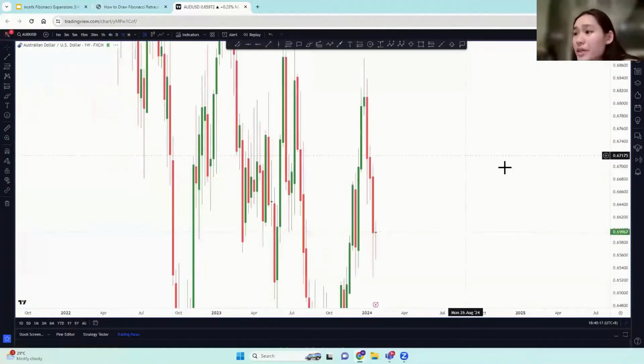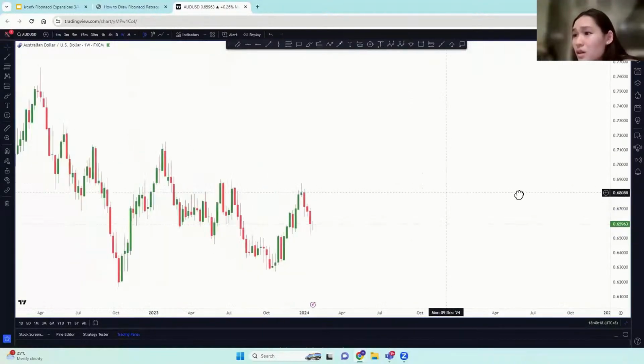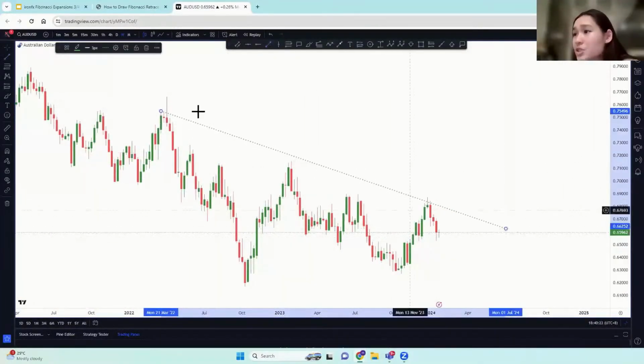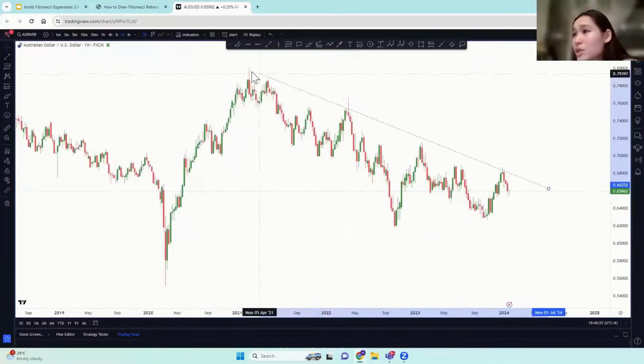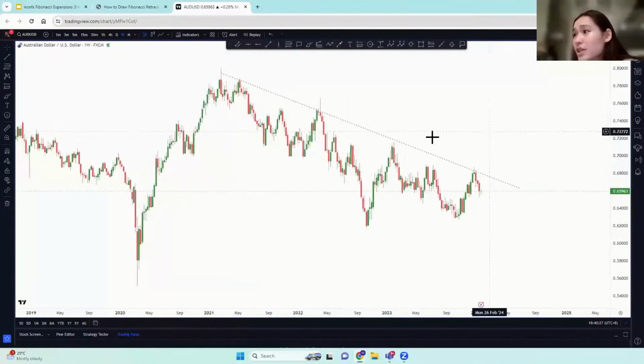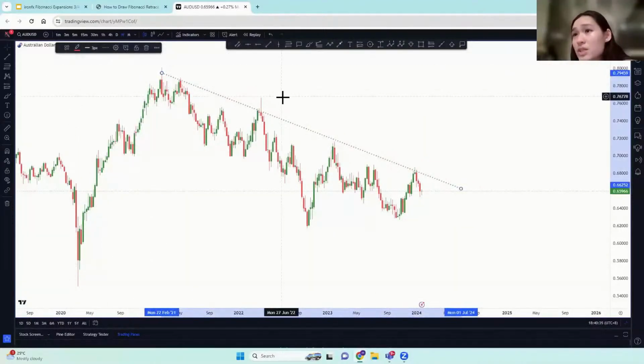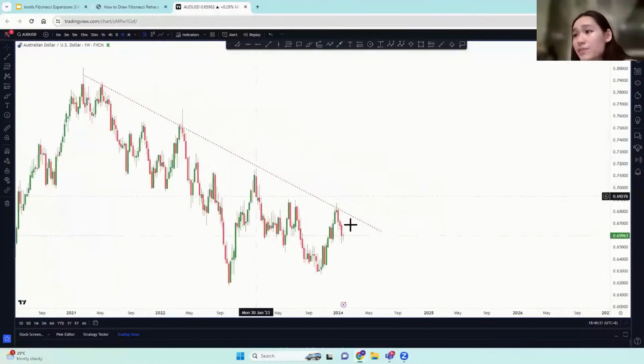So on our weekly time frame, it looks kind of bearish, with price moving in this descending trend line. Just to recap, what makes a valid trend line is if there are at least three touches on the line, which you can see we have over here.